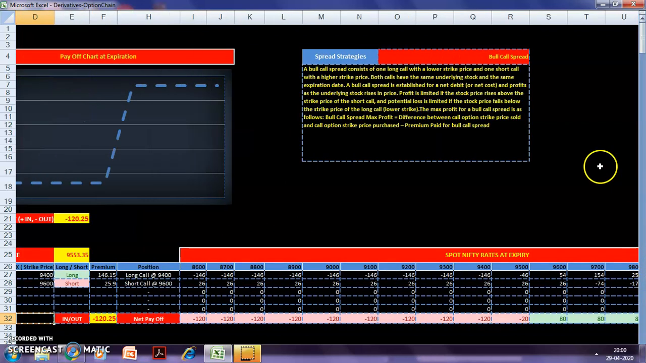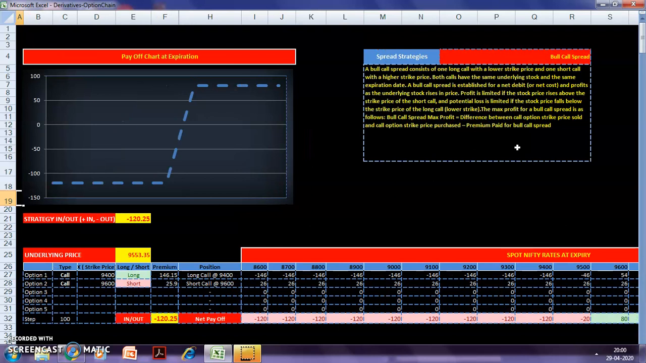The maximum profit of the bull call spread is equal to the difference between the strike prices less the premium. So the difference between the strike prices is 200, and the premium outflow is 120 rupees. So the maximum profit here is 80. So it is a strategy with a limited risk and moderate upside.